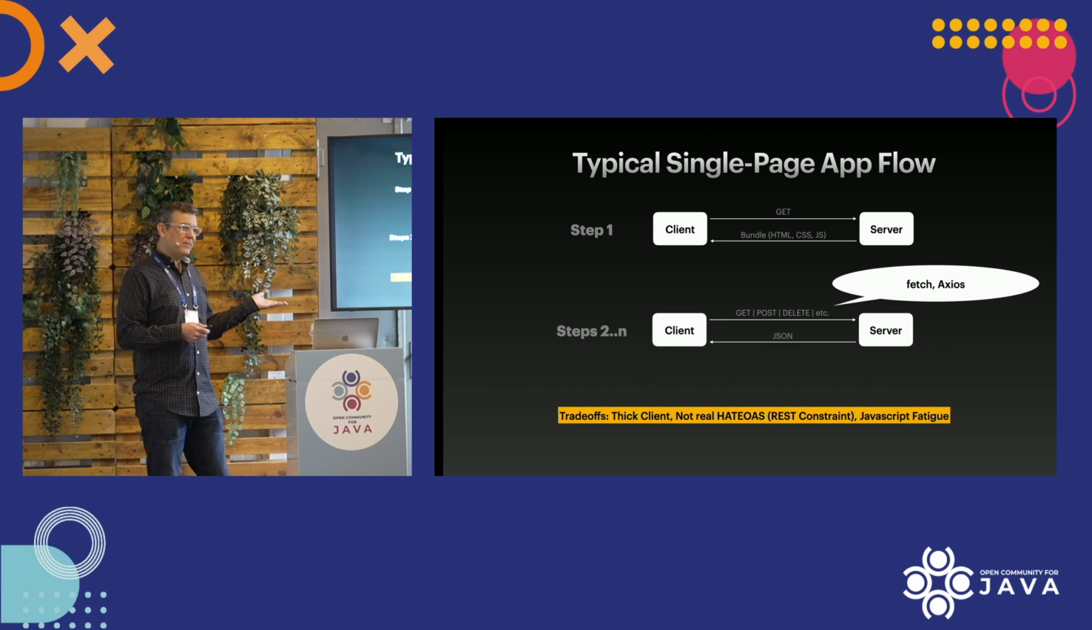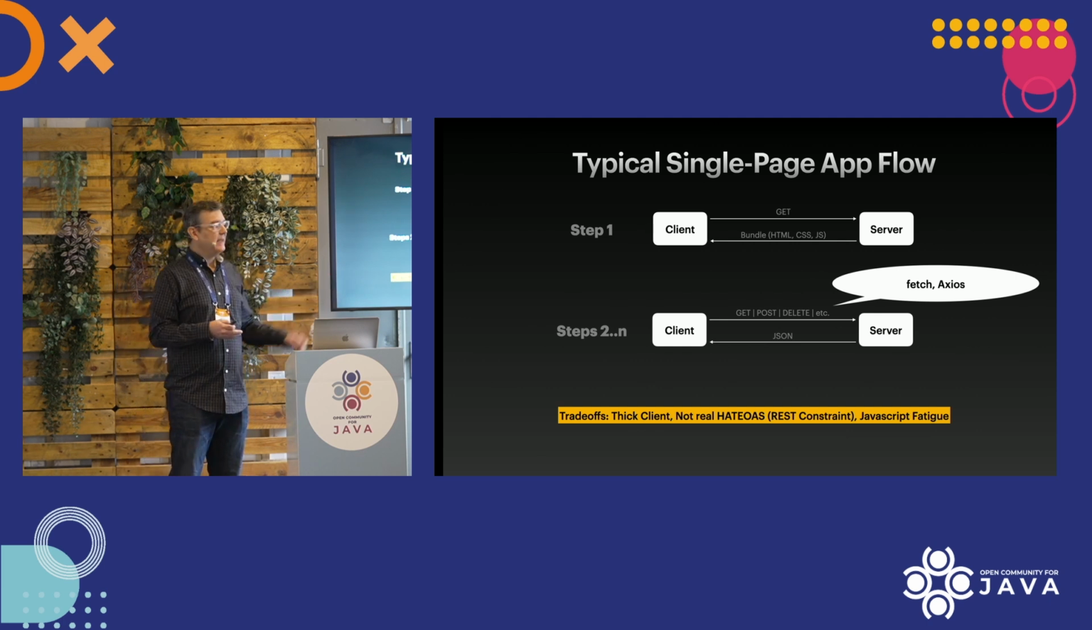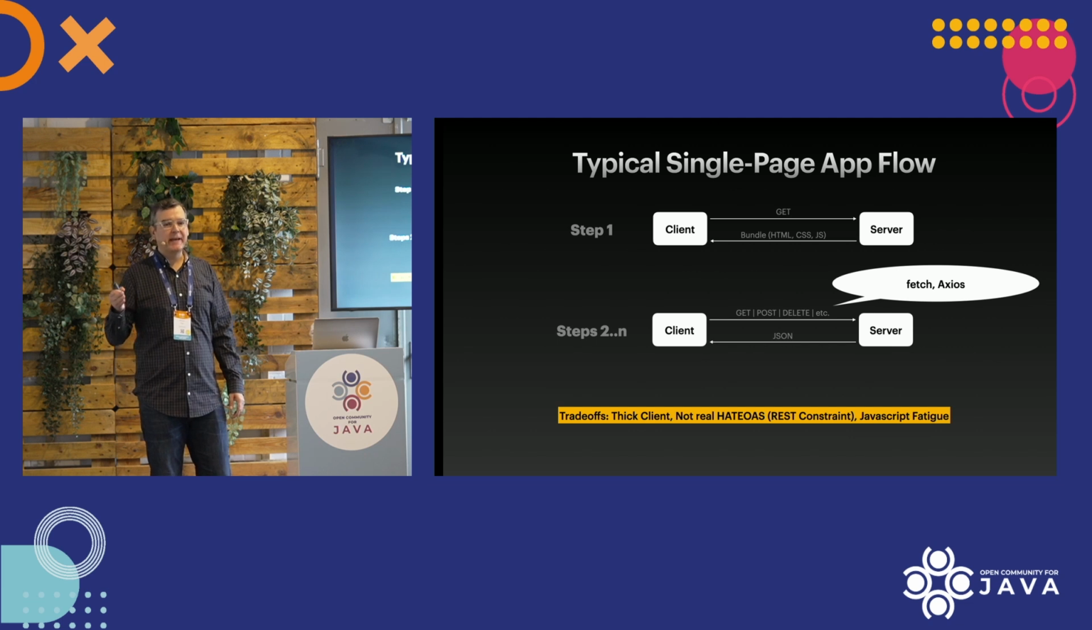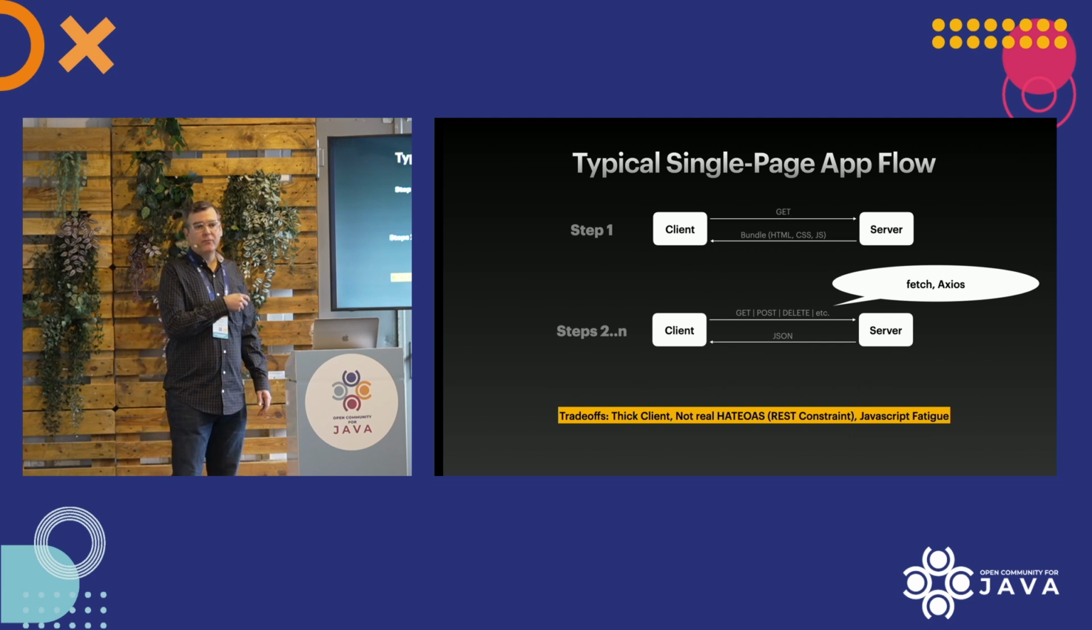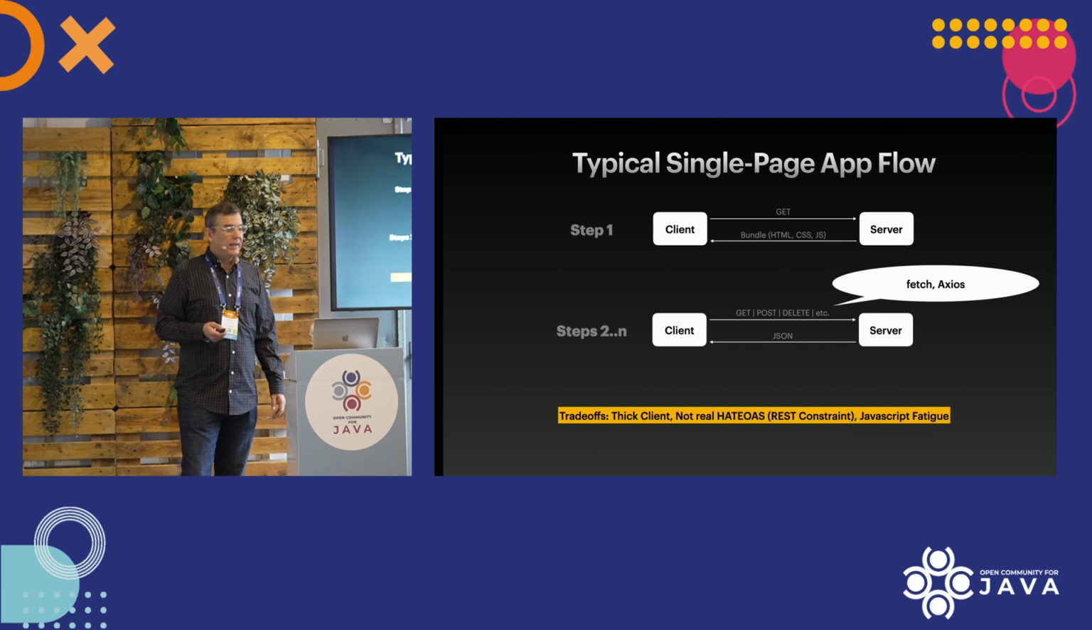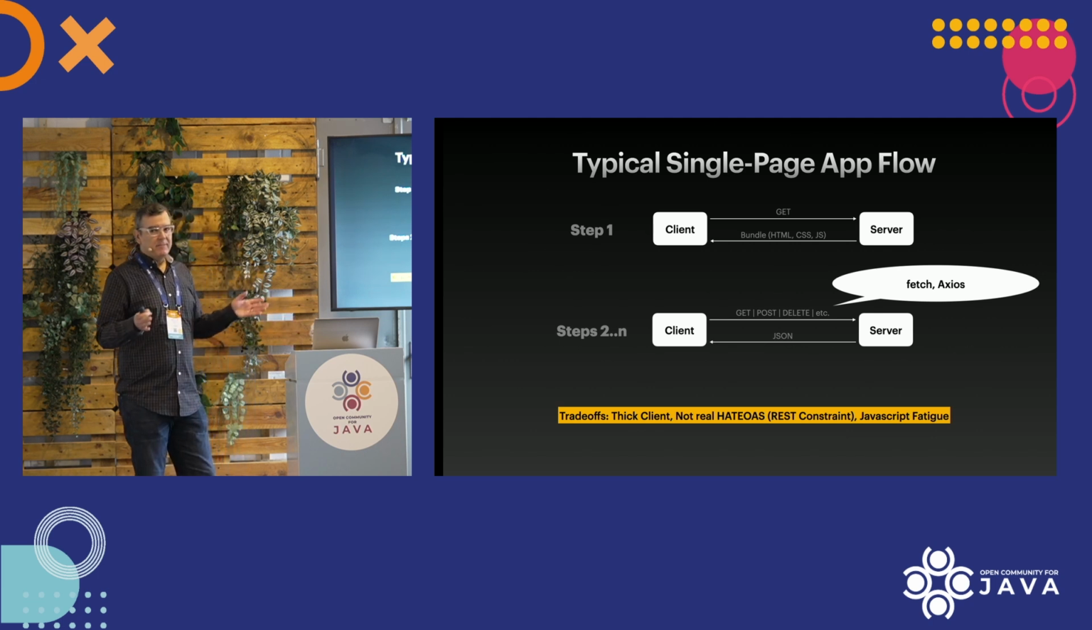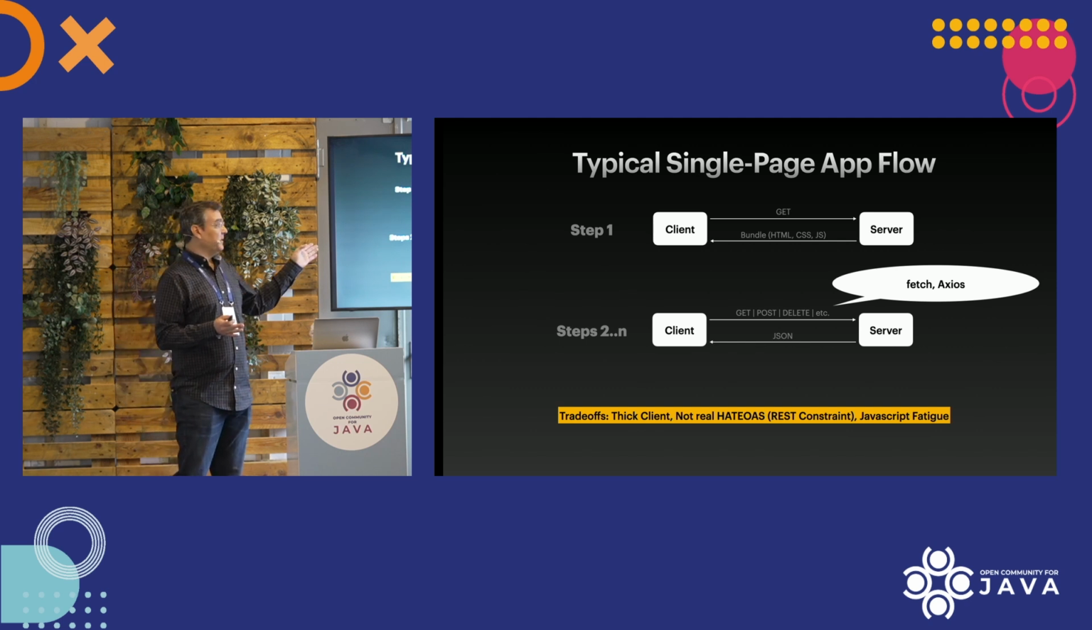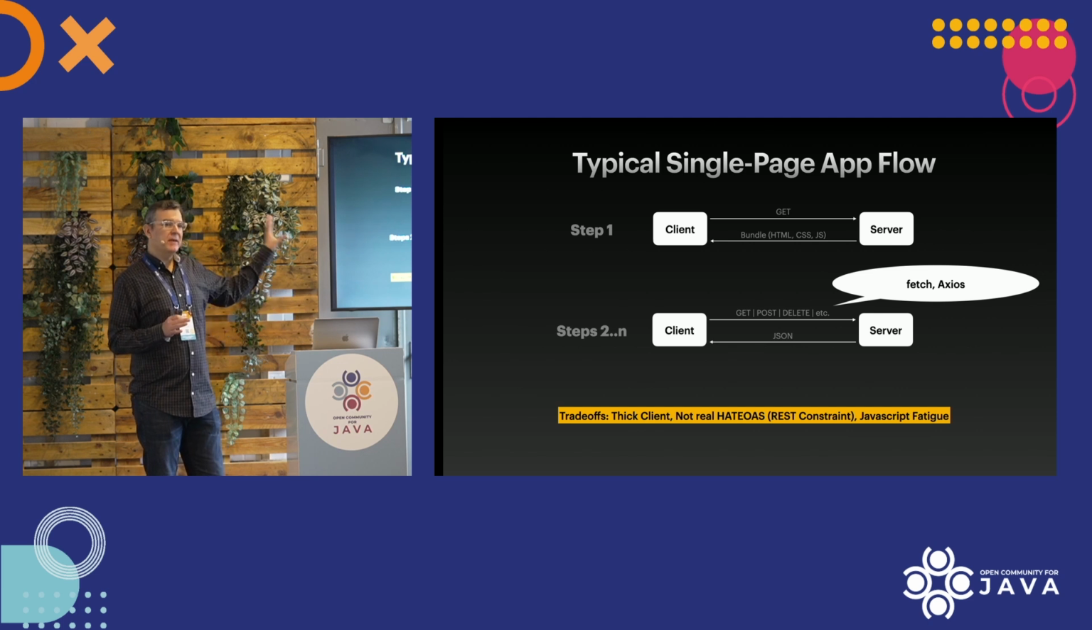HATEOAS is a mouthful. It just means hypermedia as the engine of application state. And that's one of the REST architecture constraints. Now, JSON is not a natural hypermedia. And many people, almost all developers right now, call this type of approach REST applications. The contention here is that because JSON is not a natural hypermedia, this is not REST. Applications built in this manner are not RESTful.